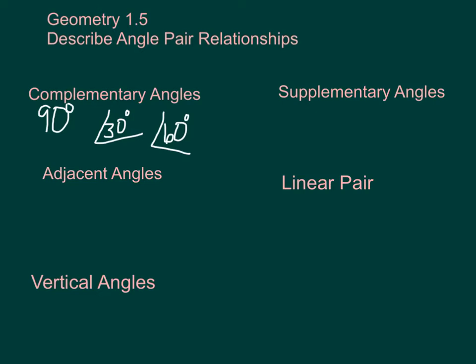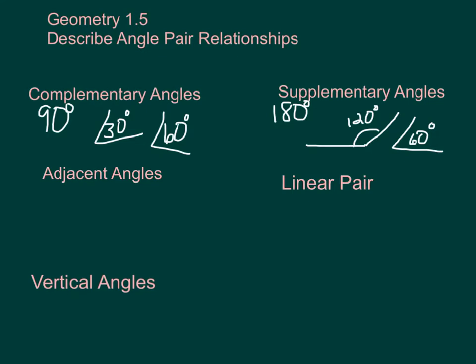Supplementary angles are two angles that add together to be 180 degrees. Okay, so an example of that would be one angle that is 120 degrees with another angle that is 60 degrees. Those would be considered supplementary angles because 120 degrees plus 60 degrees is 180 degrees.